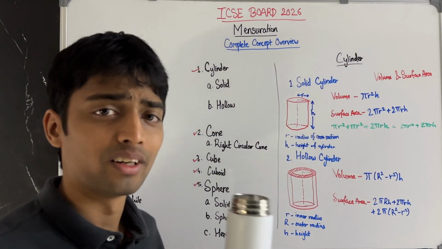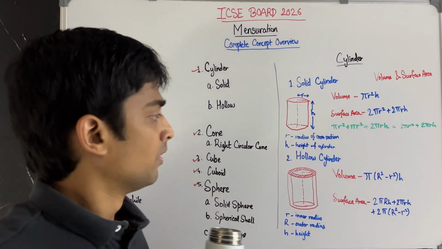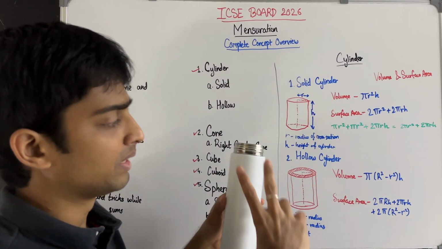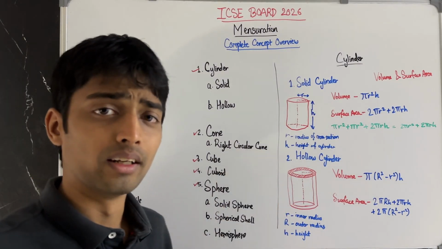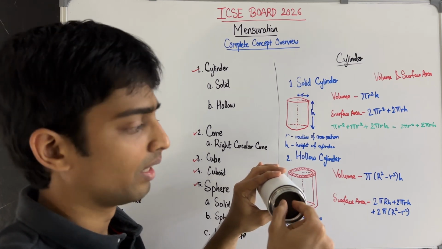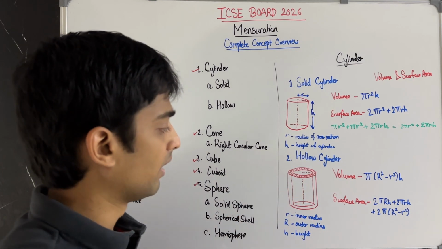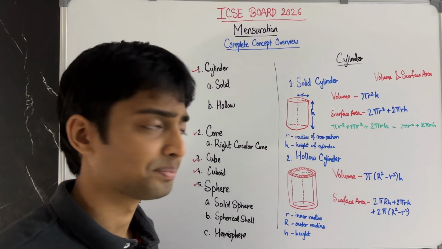We have a hollow cylinder now. It's completely hollow from inside. Now h will be the height of the cylinder. The inner radius would be from the center to the inner part, and the outer radius would be from the center to the outer part. So we have these three parameters.